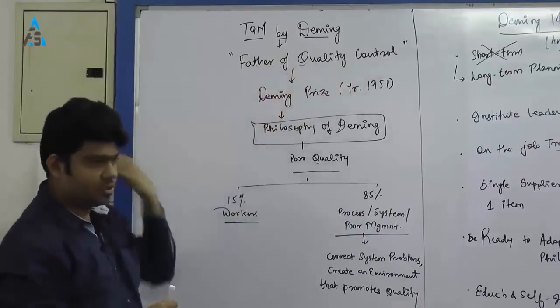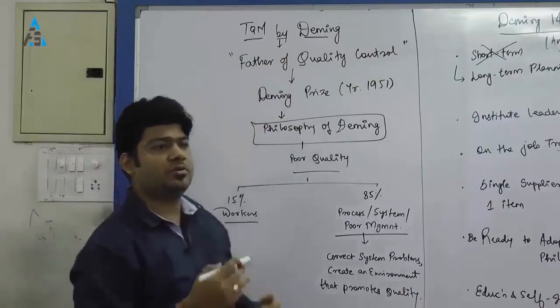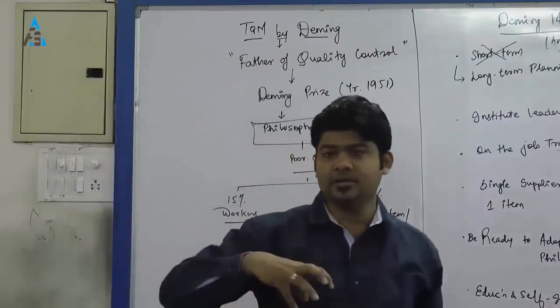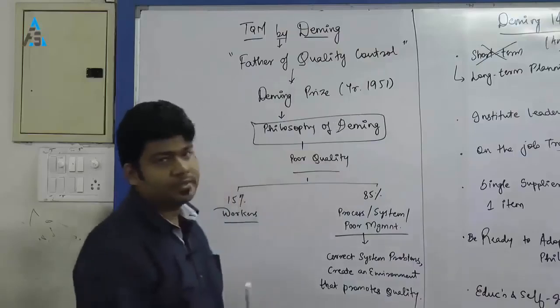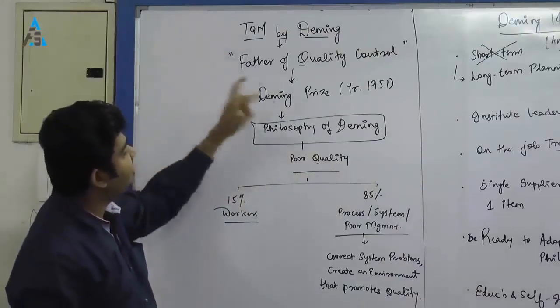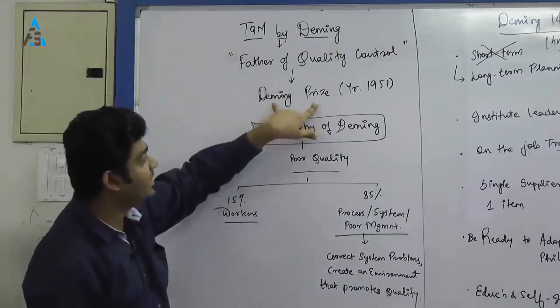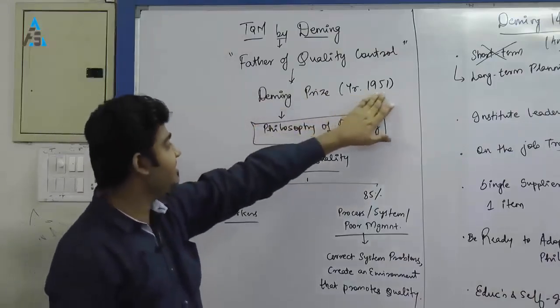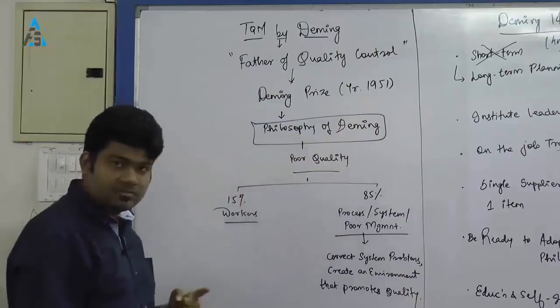In fact, during the World War II times, he worked with a lot of Japanese companies, and a lot of Japanese companies credit their process improvement and quality improvement to Deming to such an extent that they've also incorporated something called the Deming Prize from the year 1951. So what is the philosophy of Deming?